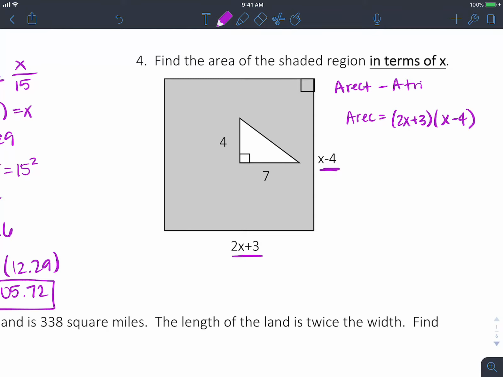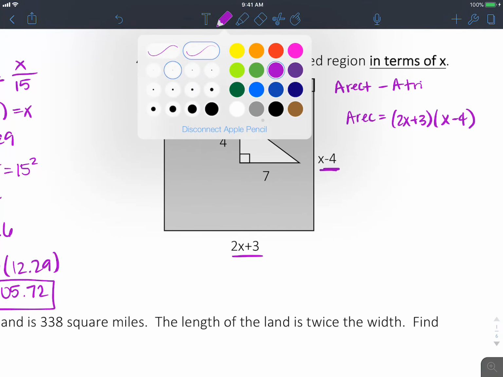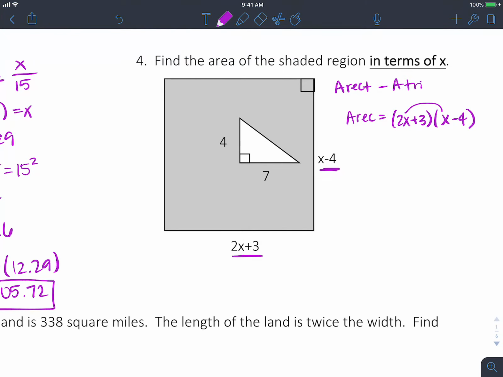I'm going to use the FOIL method. First 2 is going to be 2x squared. Outside 2 is going to be minus 8x. Inside plus 3x. And the last 2 is minus 12. From there we have two like terms, so we're going to get 2x squared minus 5x minus 12. And that is the area of our rectangle.